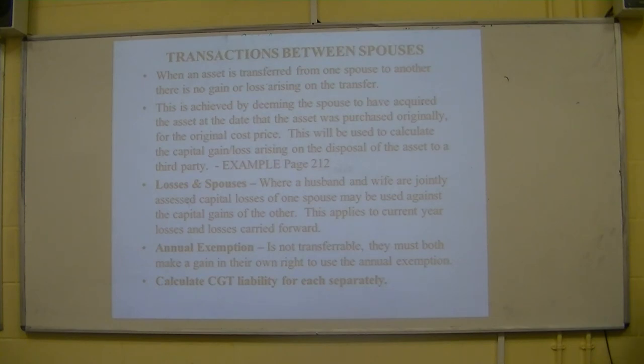So have everything in joint names. If you sell the house or the land and everything is in joint names, you both get the 1,270. Have the shares in joint names as well, if you had shares. And calculate the CGT liability for each separately, so each one is done out separately.